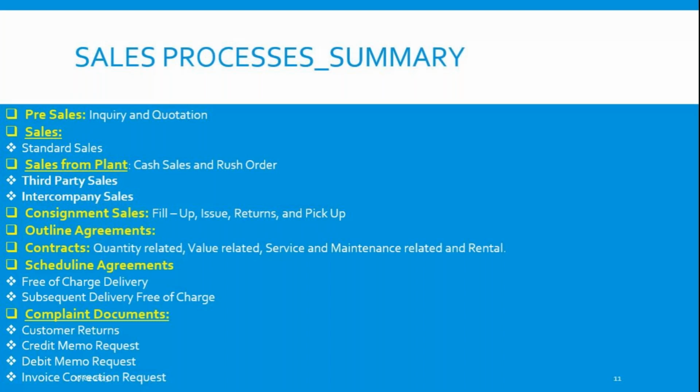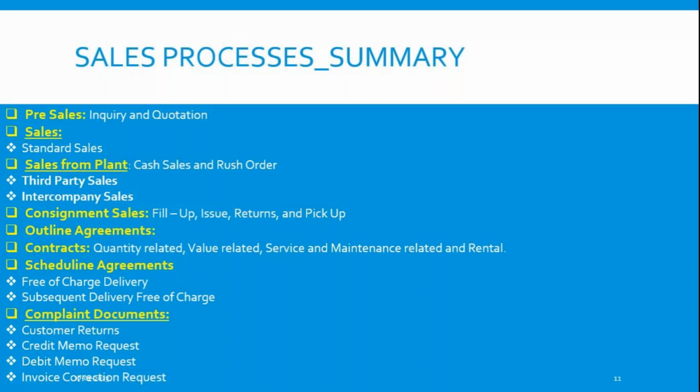For that reason, an invoice correction request is created. Here also, physical movement of the goods does not take place. That's the reason we don't create a delivery document. Straight away we create the invoice correction request with the billing block. Okay, if the billing block is released, then a credit memo is created directly to the customer with the correction. These are all the processes that we are going to configure in the system.